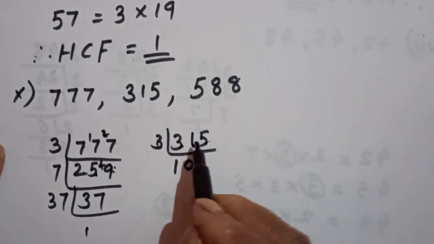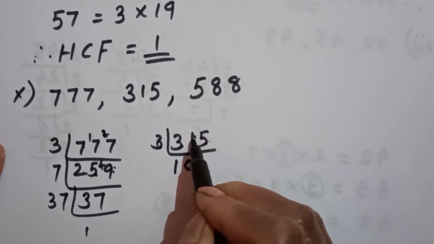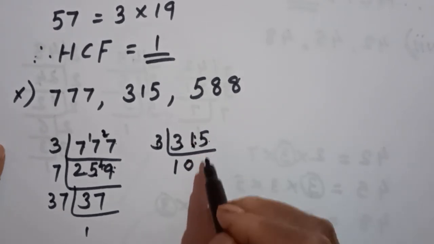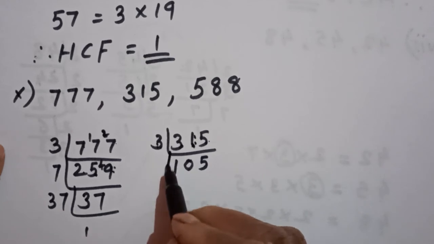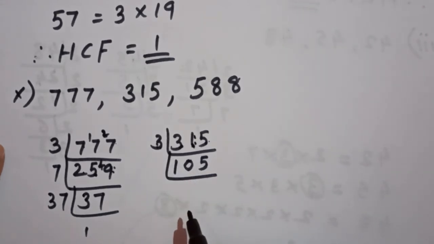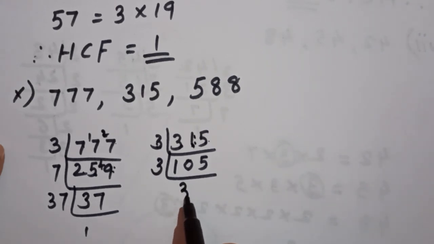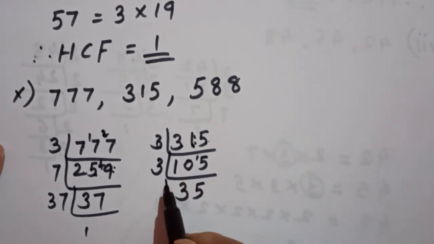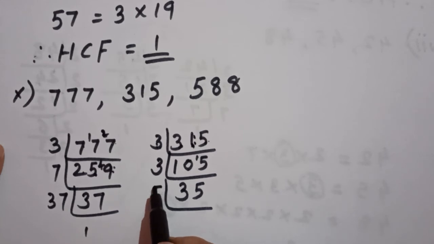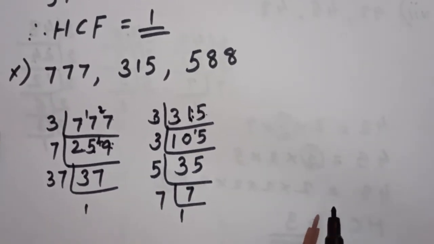3 zeros are 0 and then we can attach this 1 to this 5. 3 5s are 15. I have already explained such kinds of sums. And now again it will go in the table of 3. 3 3s are 9, 1 remains, 3 5s are 15. Now it is divisible by 5, 5 7s are 35 and 7 1s are 7.